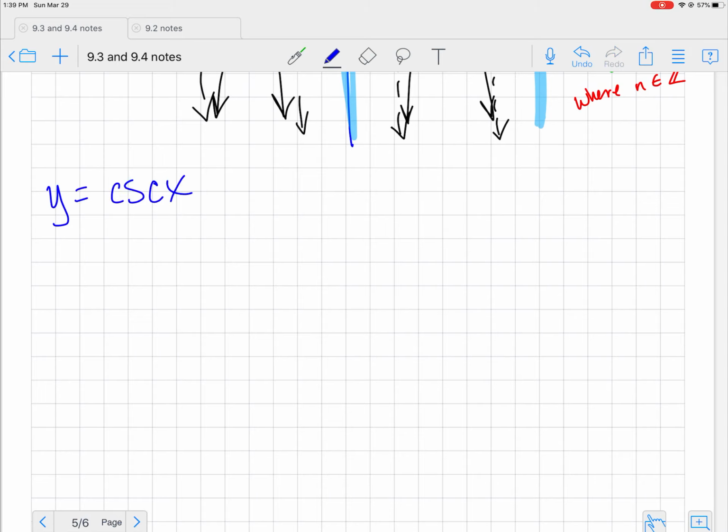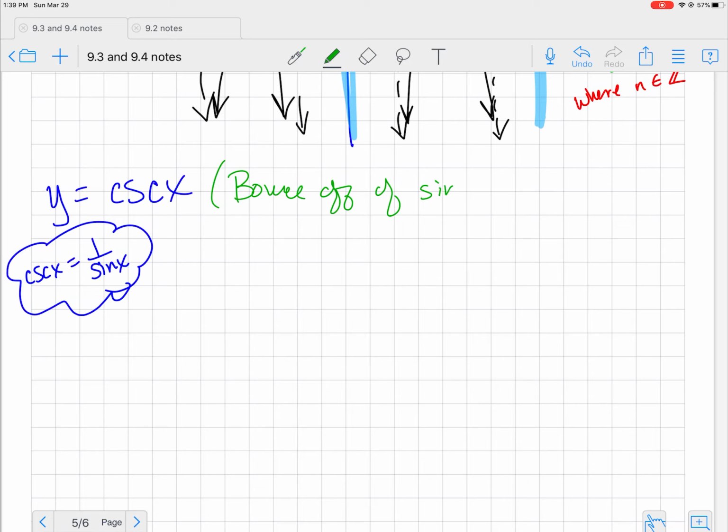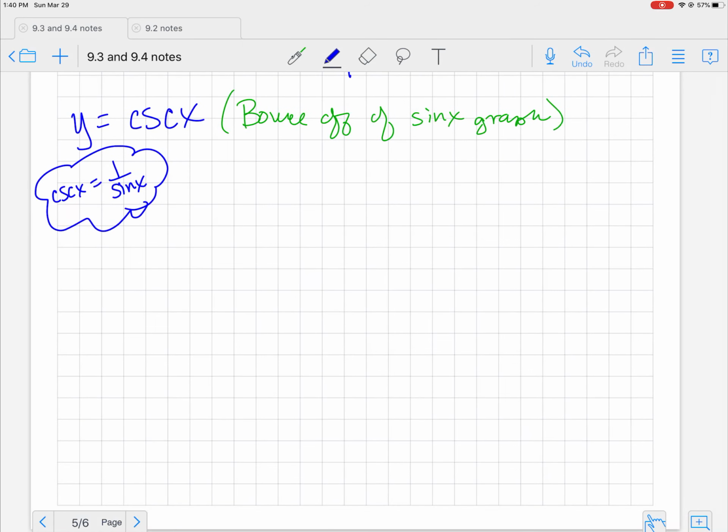Okay. Now let's look at cosecant. We're literally going to do cosecant the same way that we did secant. Except, what's this reciprocal identity? Yes, sine. Cosecant of x is 1 over sine. So basically, anywhere you see sine, you are going to bounce off of the sine function. Bounce off of sine x graph. Graph that first.